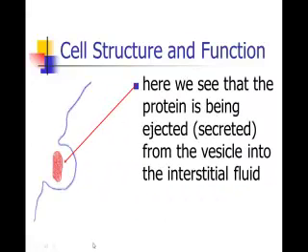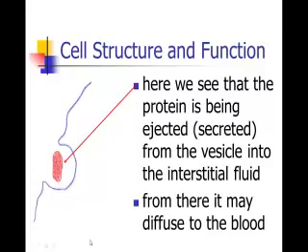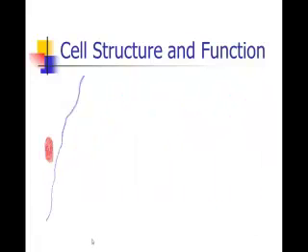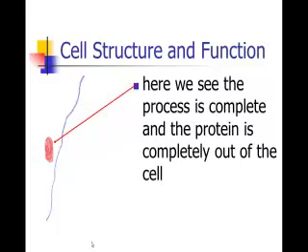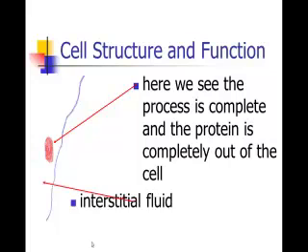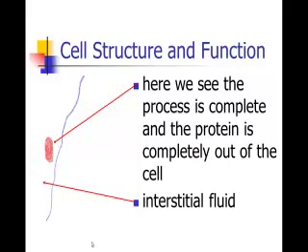Here the process is proceeding. The bubble is popped completely at this point, and the vesicle is about to be ejected. And from the interstitial fluid, it could diffuse into the blood or into the lymph, or it could be used in the area that the secretion is being formed and released. So here we have the protein is completely ejected from the cell.